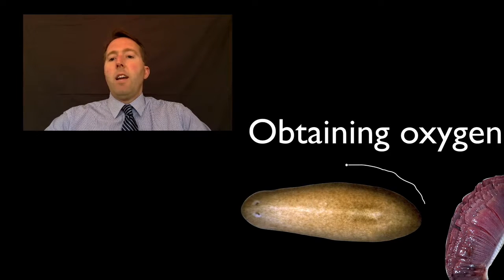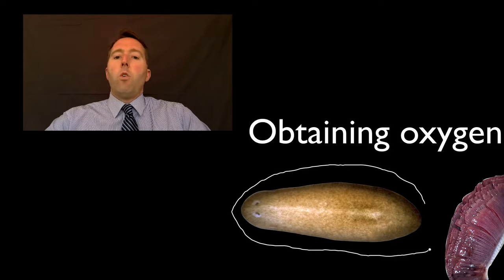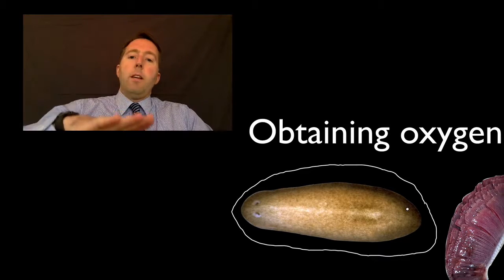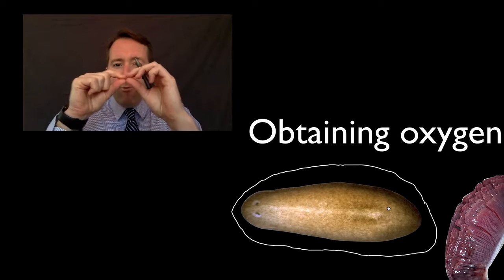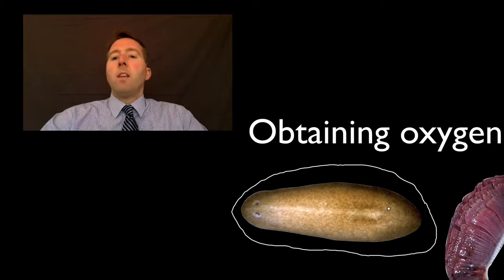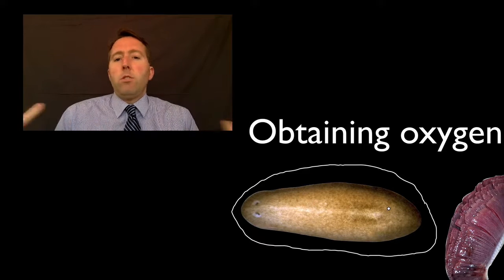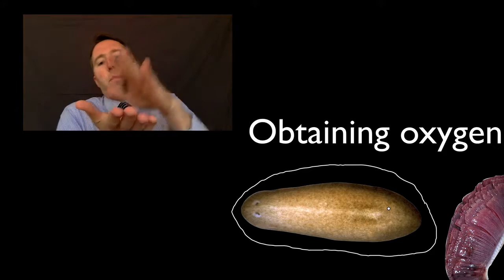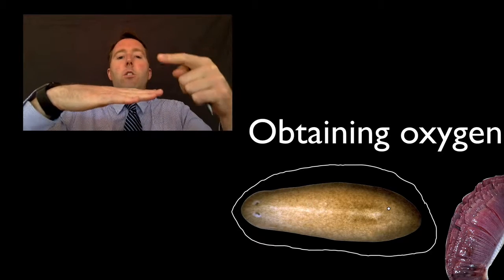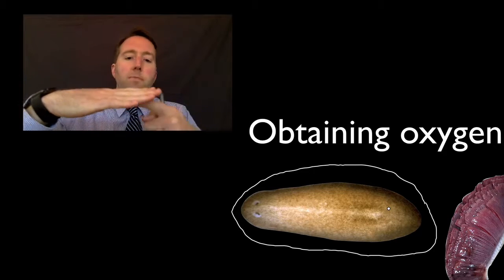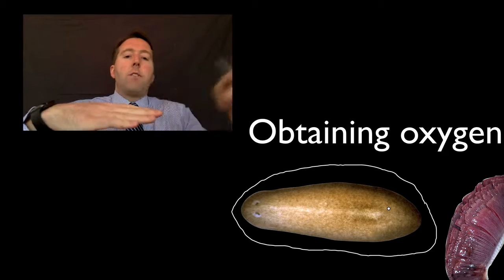So to go through just a few, what I've got over here is a picture of a planaria. It's called a flatworm. This is it from the top. But if you look at it from the side, it's really, really thin and flat. The planaria is interesting because it doesn't have any special way to get oxygen, but because it's so flat, oxygen just diffuses into it from the environment, and carbon dioxide diffuses out.